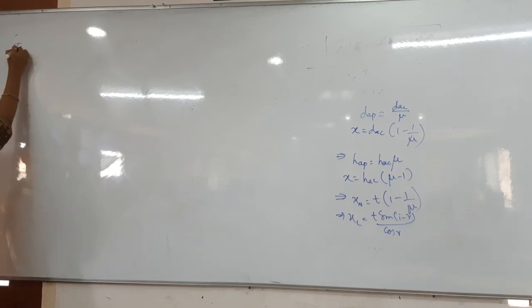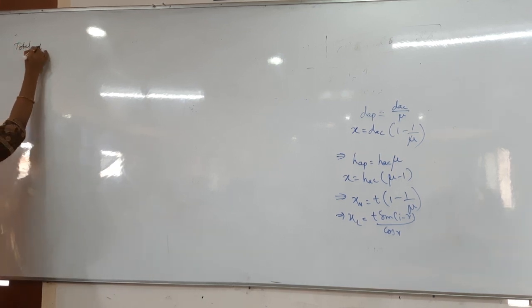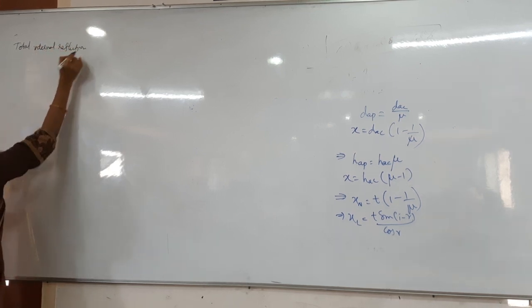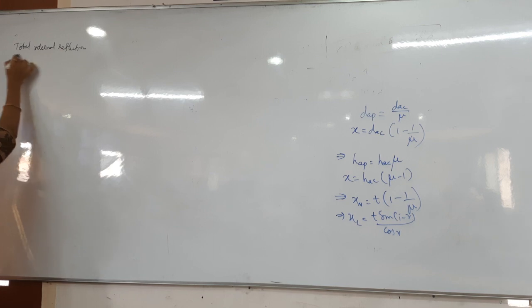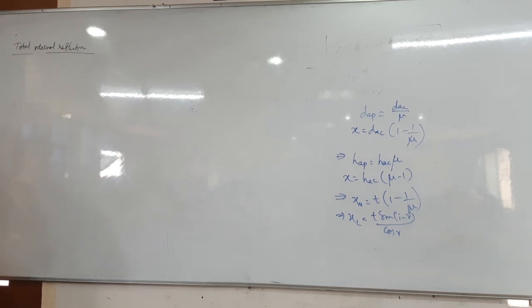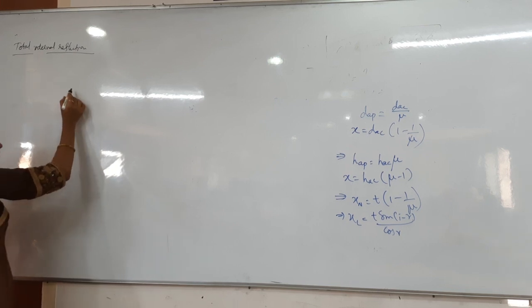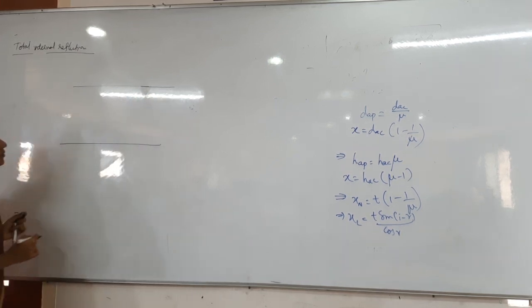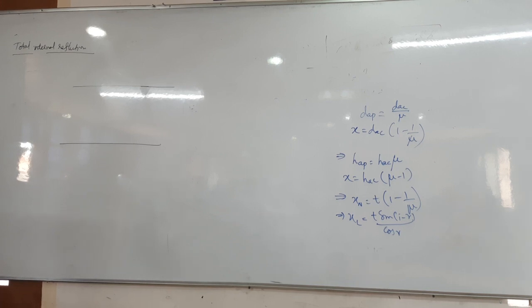Total internal reflection. What does total internal reflection mean? Any idea about that? Perpendicular. That is a critical angle.